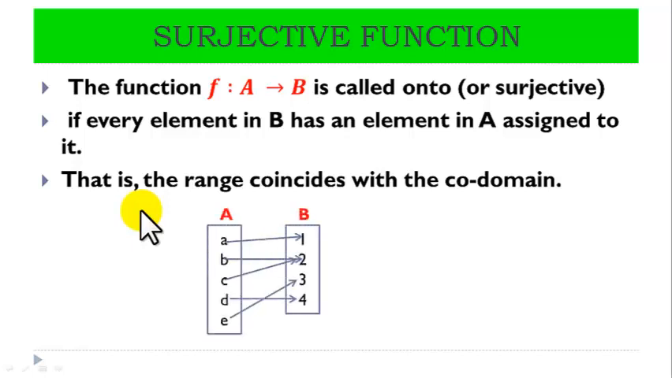This is an illustration of a surjective function. A set A of elements a, b, c, d, and e, while this is the set B of elements 1, 2, 3, 4. You can see that every element in A is mapped to an element in B. The range of this function is the set containing 1, 2, 3, 4, and that also coincides with the codomain B.